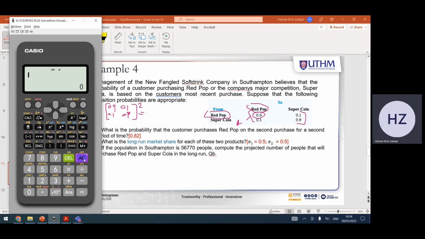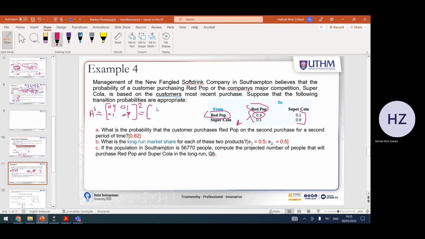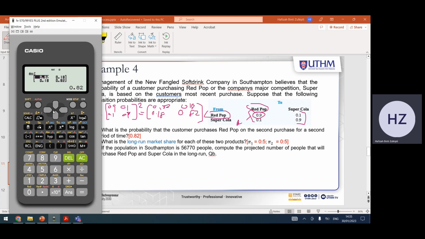Okay, so shift matrix. Oh no, we need to clear this. So AC, shift matrix, call matrix A times shift matrix A. So it's equal to 0.82, 0.18, 0.18, 0.82. Okay, we get this answer from the calculator.